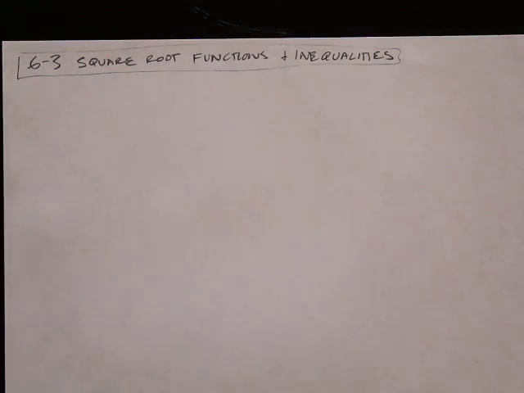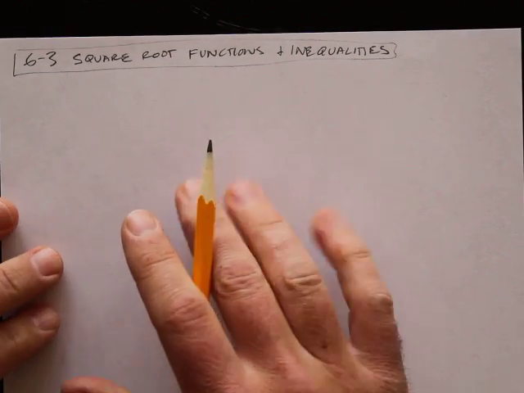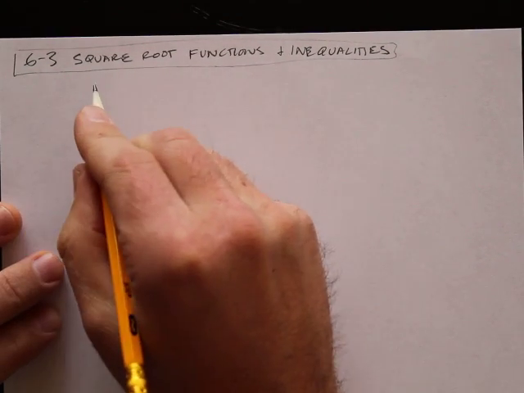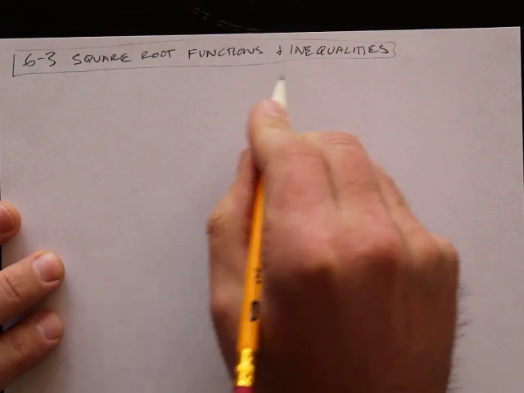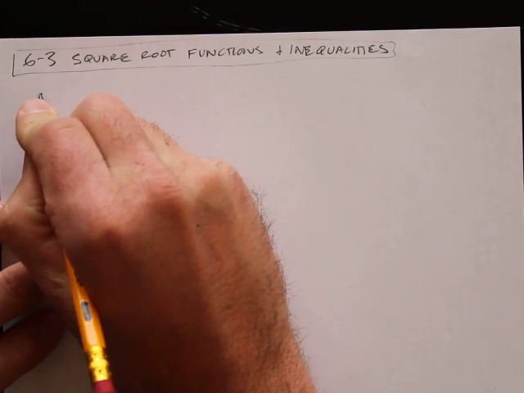Algebra 2, Section 6-3, Square Root Functions and Inequalities. So we are going to learn how to graph square root functions and inequalities, just like the title said.